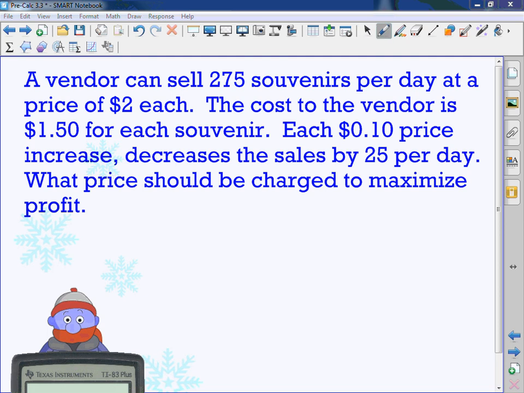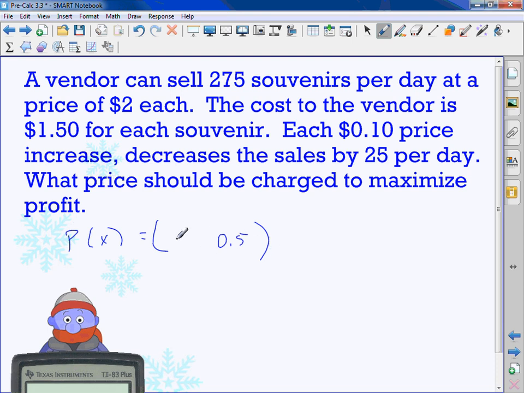So what we're trying to find here is the maximum profit. We can call it whatever we want: P of x, f of x, g of x. There's two things happening here. It's my price I'm charging and how many I'm selling. If I'm talking about what I'm selling, how much do I make per item? I make 50 cents per item.